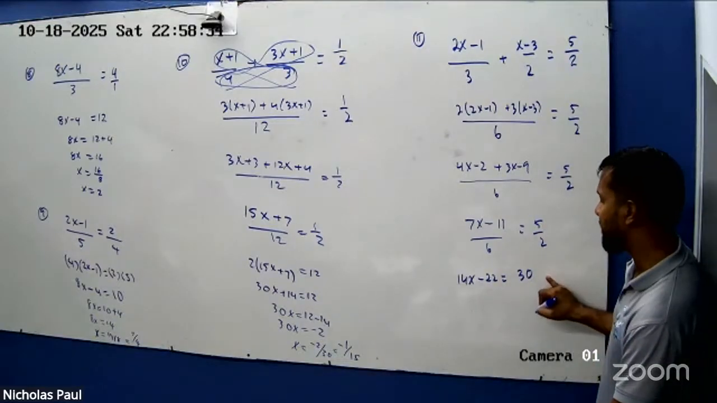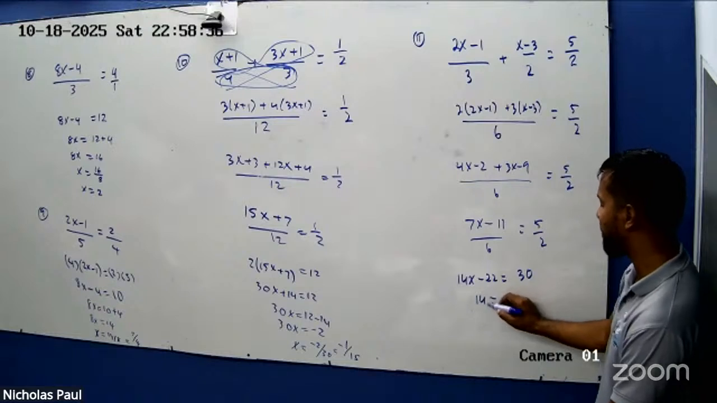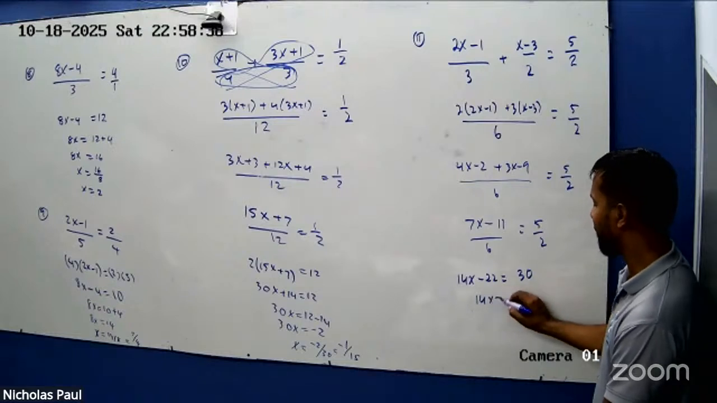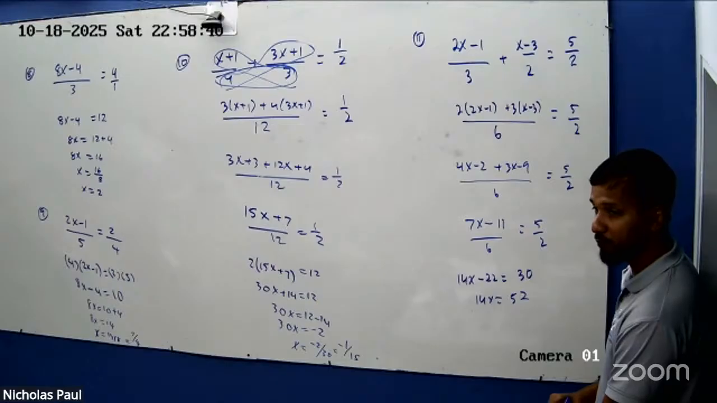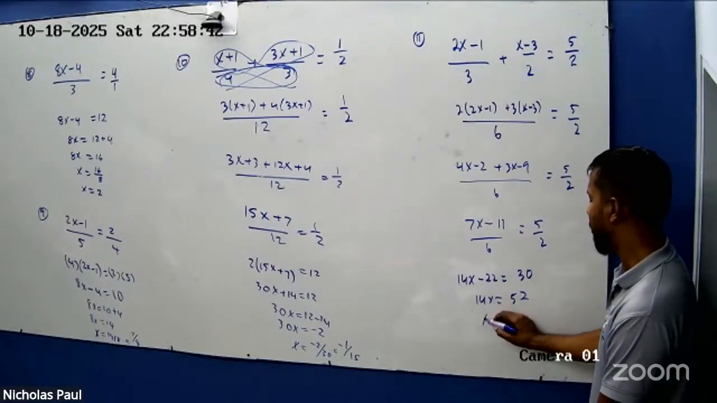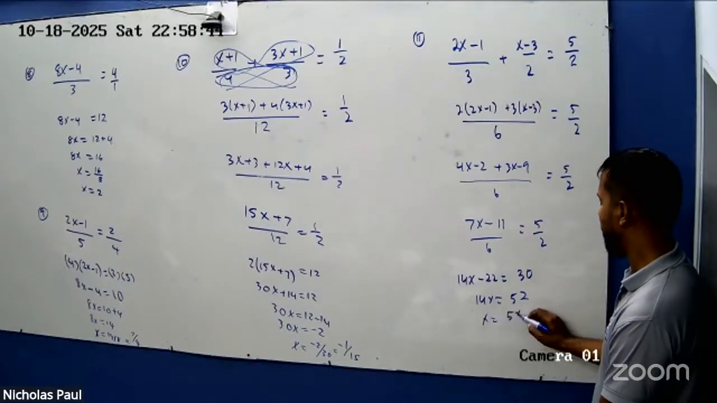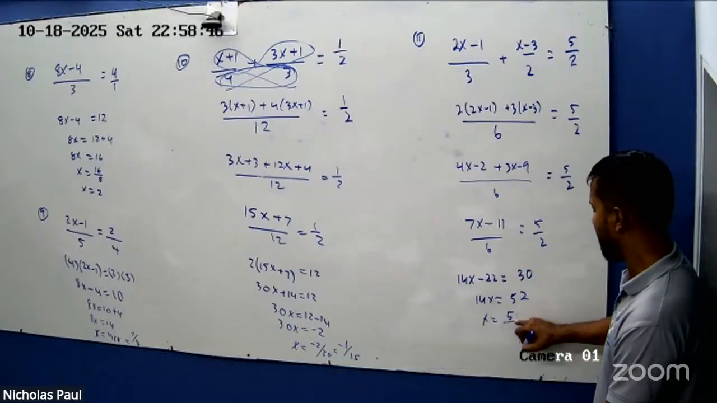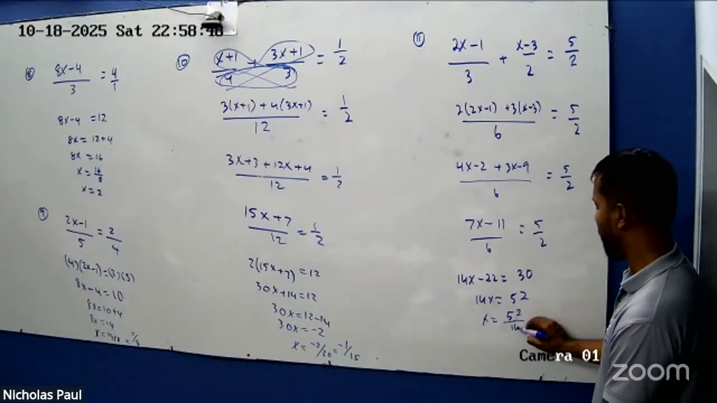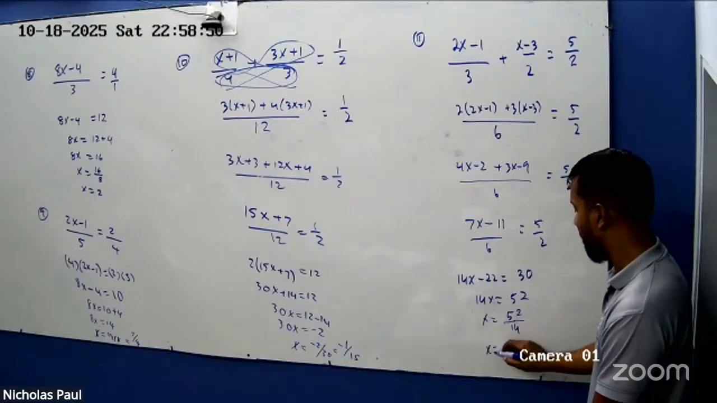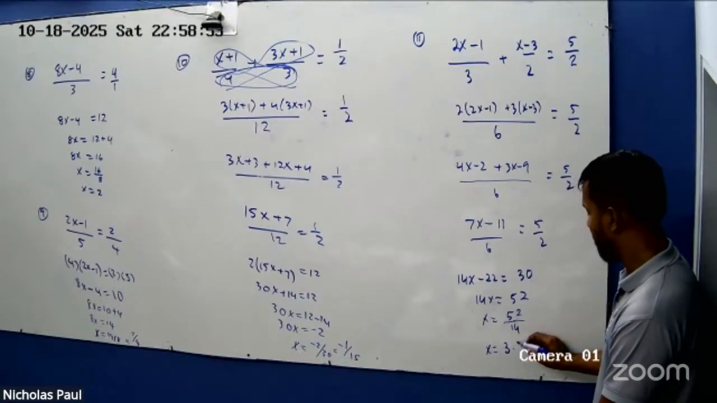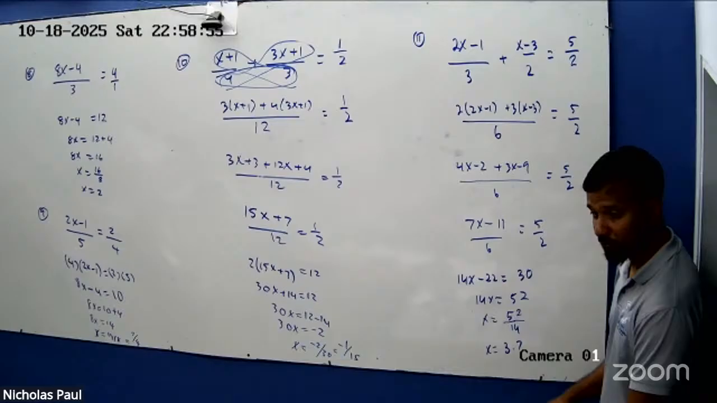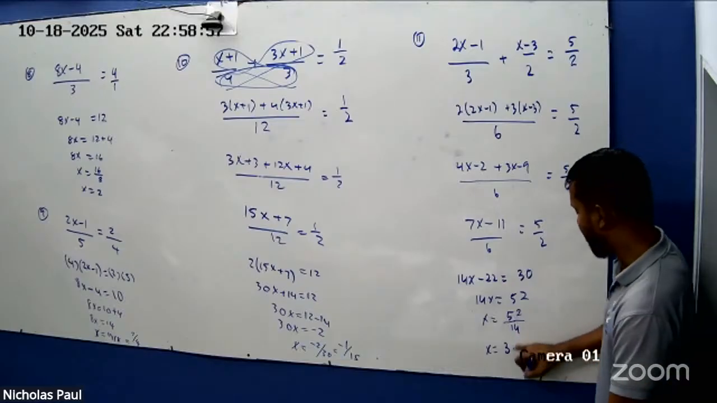Move across the minus 22, you'll get plus 22. So you'll get 52. And then carry across the 14, you'll get 52 over 14, which is how much? How much? 3.7. Yeah. 3 and 5, 7.